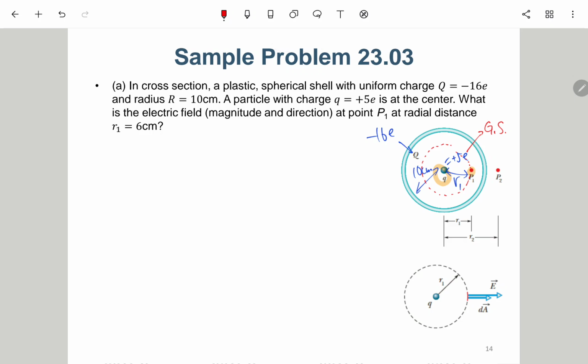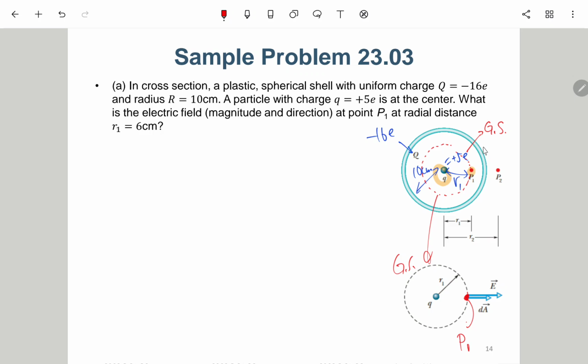Okay, so in this case, you just draw this Gaussian surface to here, and then inside this Gaussian surface, we only have this Q. And this is the point P1.